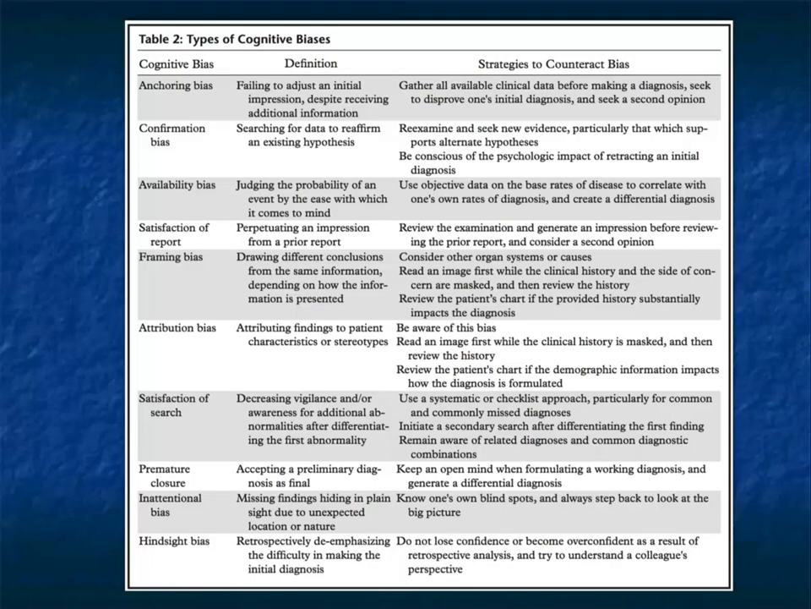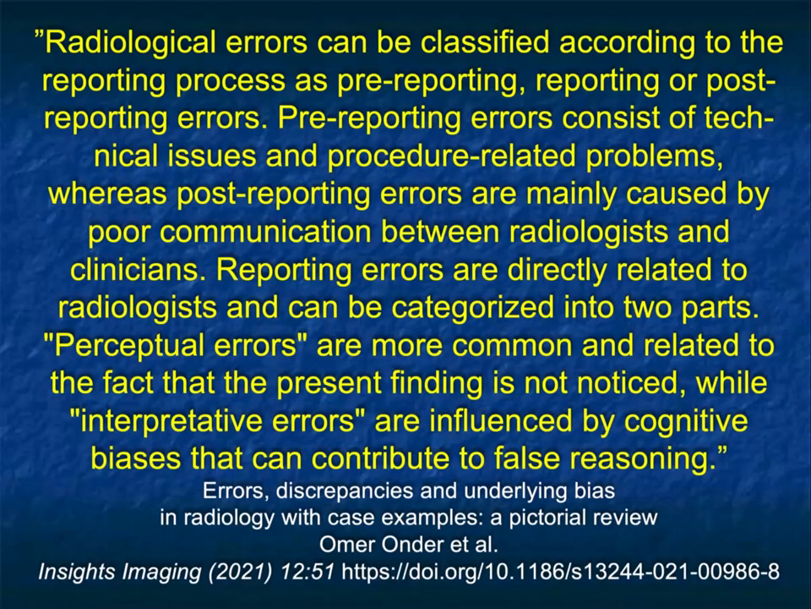Now, they talk about the cognitive biases: anchoring bias, confirmation bias, availability, satisfaction of search, and you know about many of these, and you could read them on the slide. But I'll tell you, when I look at all the possible biases there are, I wonder how I ever read a study correctly. Now, it's very important to think about that.